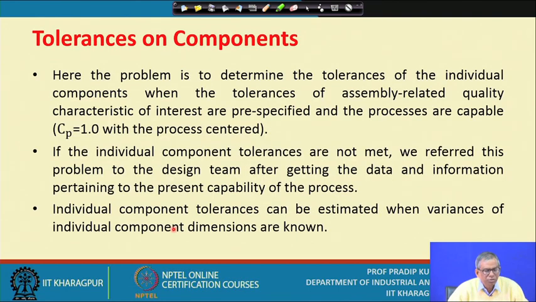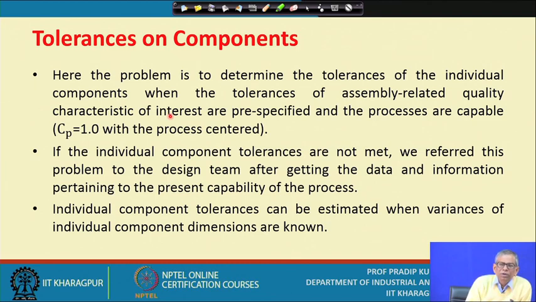So once this is known, the next important issue is the tolerances on components. In the previous case the individual tolerances are known and you are determining the tolerances of the final assembly. Here the case is just the reverse.